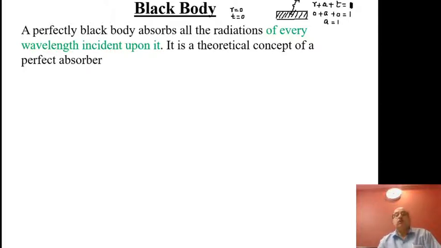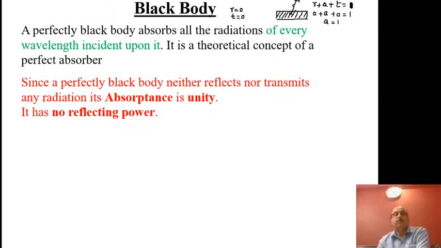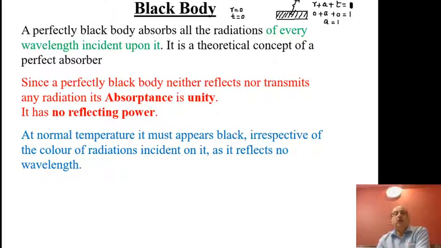This type of body which has absorptance 1 absorbs every radiation of every wavelength. This type of body is called a perfectly black body, and it is a theoretical concept. Since a perfectly black body neither reflects nor transmits, its absorptance is unity. It has no reflecting power at normal temperature.